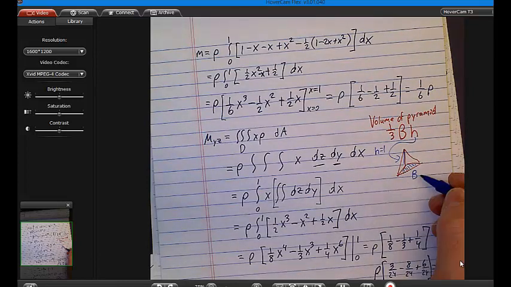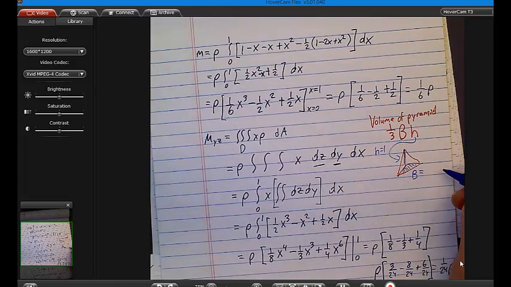Now, what's the formula for the area of the base? Well, that's a triangle, right? So it's 1/2, 1 times 1, and the height is 1. So you could see why we got 1/6. Okay, so the volume of the pyramid was 1/6.